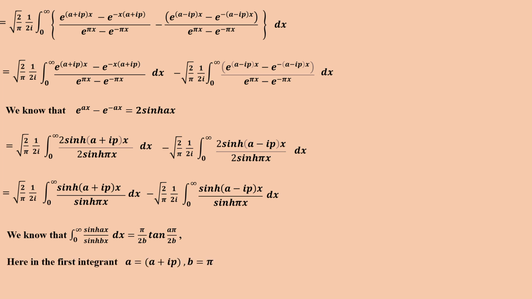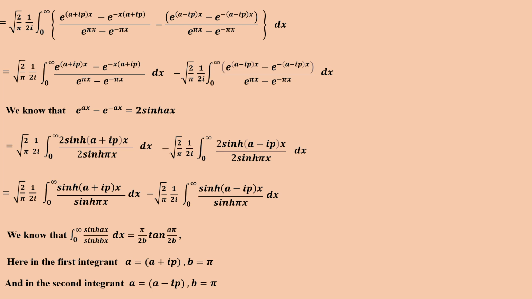Here we are going to take the first integrand. In the previous step, instead of a you are having a plus ip, then in the denominator instead of b you are having pi. So we are going to use this formula for that. And the second integrand, the second term of the previous step, you are having in the numerator sinh a minus ipx, so we are taking a equal to a minus ip, and the denominator you are having pi, b is equal to pi.